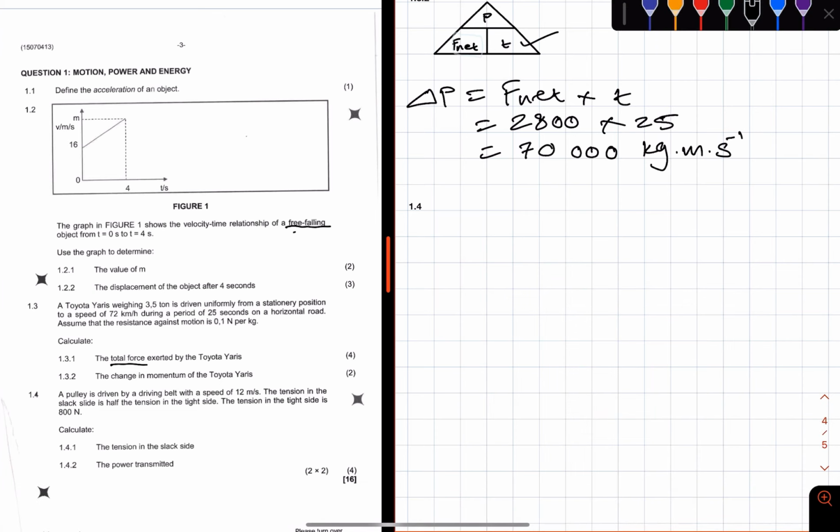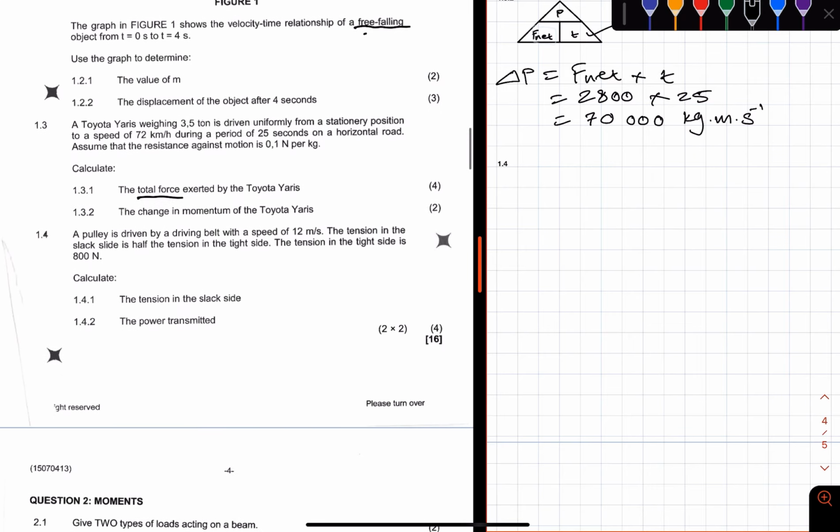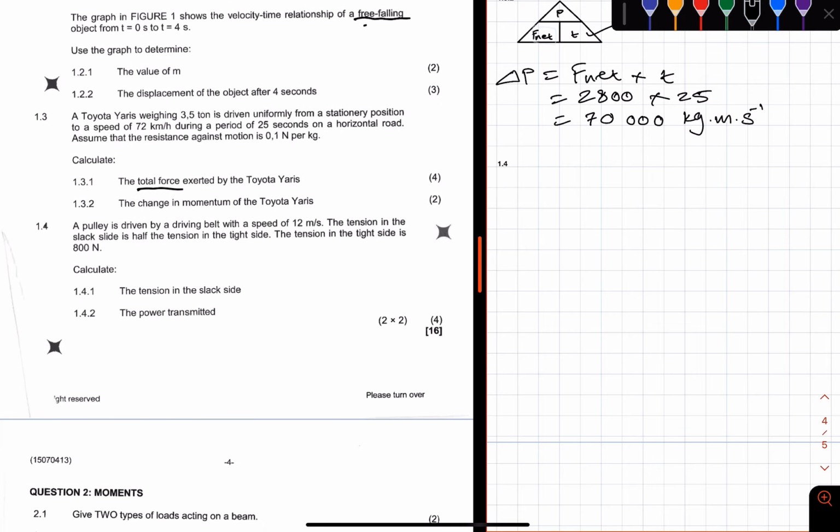Now 1.4 reads as follows. A pulley is driven by a driving belt with a speed of 12 meters per second. The tension in the slack side is half the tension in the tight side. The tension in the tight side is 800 newtons. Calculate the tension in the slack side as well as the power transmitted.